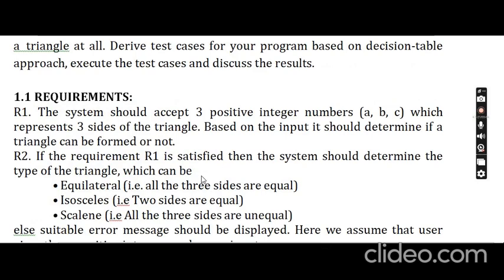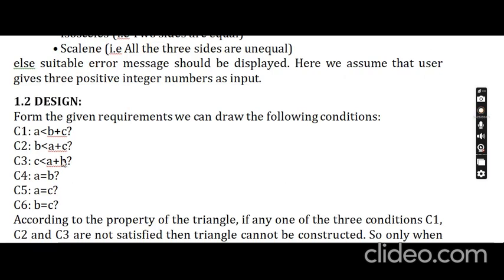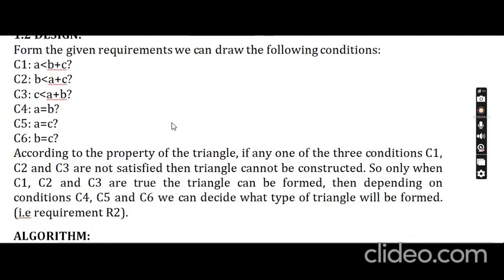After the requirement specifications, we design the program. For the given requirements, we can draw the design conditions C1 up to C6. C1 is a less than b plus c. C2 is b less than a plus c. Condition 3, C3, is c less than a plus b. C4 is a equals b, C5 is a equals c, and C6 is b equals c.